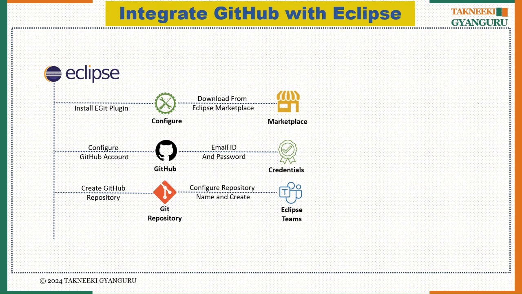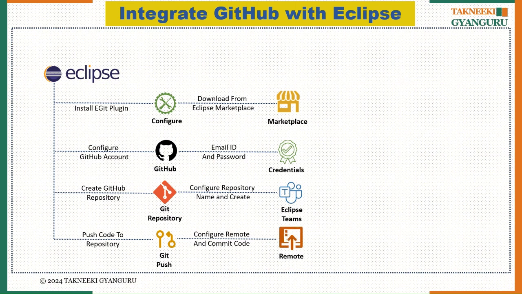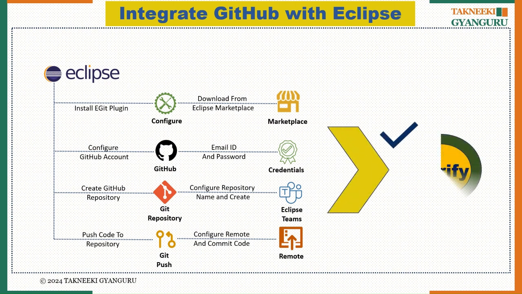Once the repository is created, we will push our code using git push. How can we do that? Before that, we will set the remote and commit the code. Once we commit the code, using the remote we will push our code to the repository. Once it is done, we will verify our code in the GitHub repository, whether the repository is created.